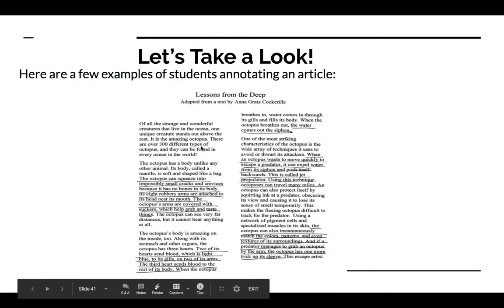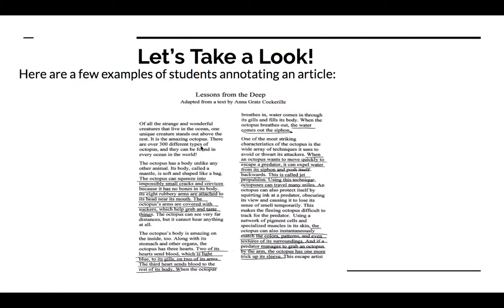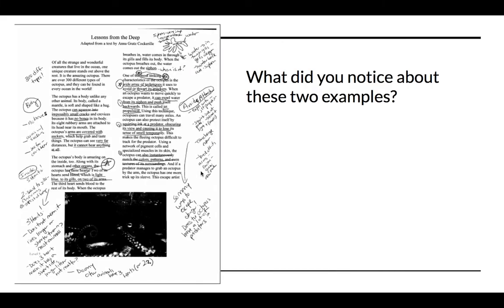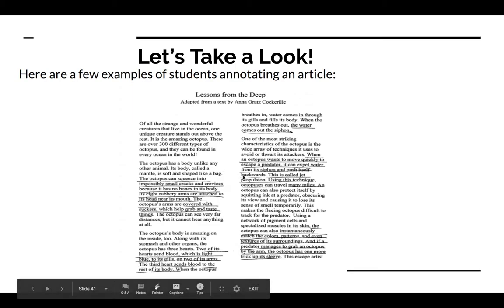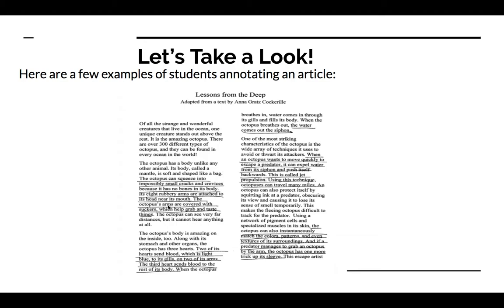So let's take a look. Here are some examples of students annotating text in an article. You're mostly going to see some underlines here, okay? They're underlining parts that maybe they want to use in the future. So one of the parts that they underline here is that the octopus can squeeze into impossibly small cracks and crevices because it has no bones in its body. Okay, that is super important to know. All right, so they're underlining important information here.